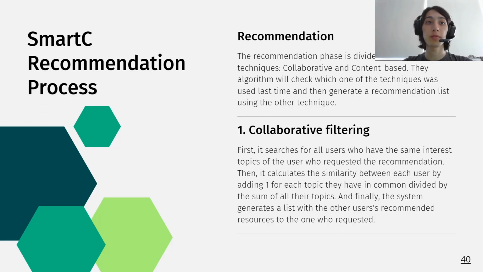The algorithm works with 2 types of filtering. Firstly, if it is the user's first request, content-based filtering is applied. Otherwise, the algorithm will query which filtering technique was used in the last request for the particular user and alternate the use of the other type. When using collaborative filtering, the algorithm searches for all users in the system who share similar interests with the requesting user. It then compares their topic lists and ranks the most similar users. Based on the recommendations generated for the most similar users, the algorithm generates recommendations for the requester.